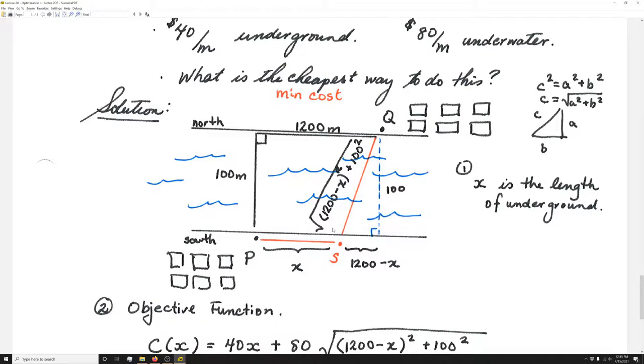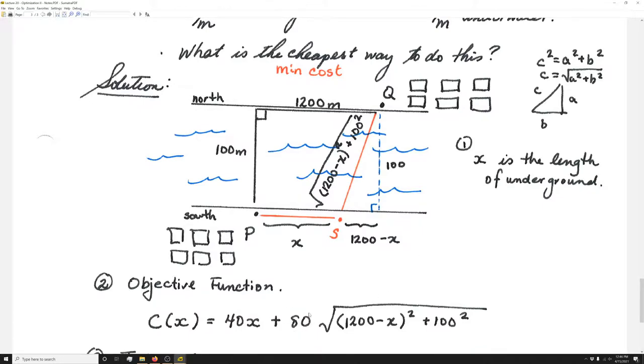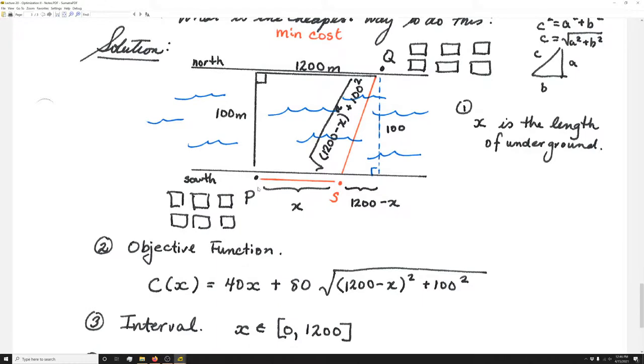In this case, probably the difficult part was applying Pythagoras' theorem and realizing that we had a right angle triangle. From that, we know that we had 100, which was along one of the legs of the triangle, and on the other side, it was going to be 1,200 meters minus x. So using Pythagoras' theorem, it was going to be the hypotenuse. The length of the hypotenuse is the square root of this squared plus the width of the creek squared. And so this length of the cable here is going to be underwater. So that's where we got this one right here, which was the underwater cost, $80 times the hypotenuse. And then over here, we had the length of the cable on the underground, which was 40 times x.